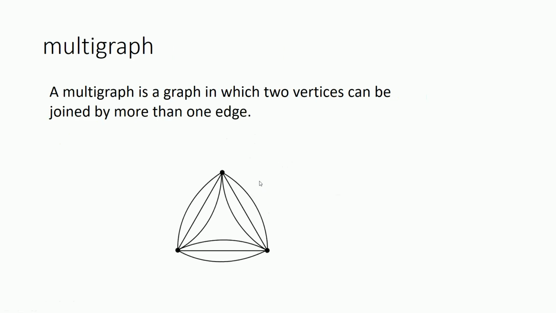If there's more than one edge between two vertices in a graph, we refer to such a graph as a multigraph. If you consider the graph below, you can see that between vertices there are multiple edges. Therefore, this is a multigraph.